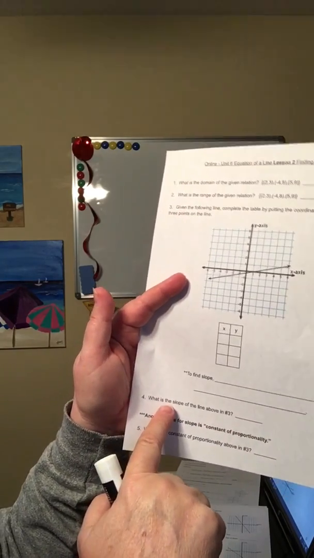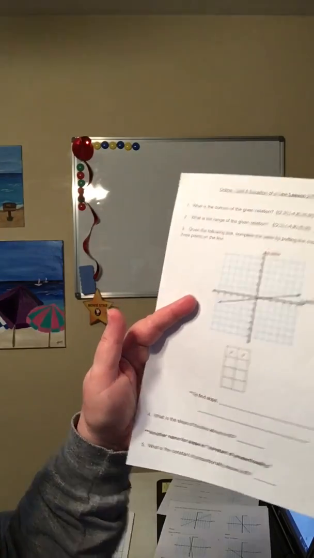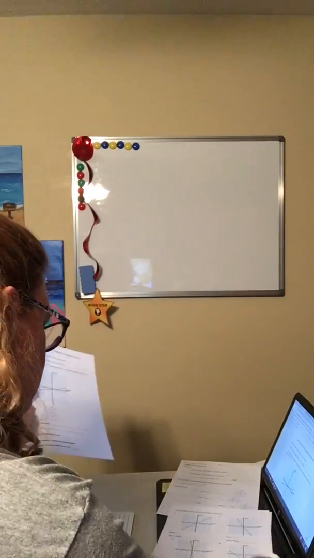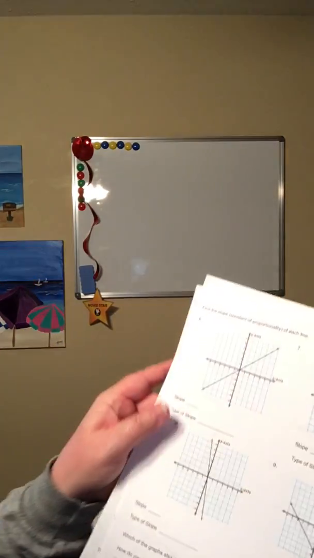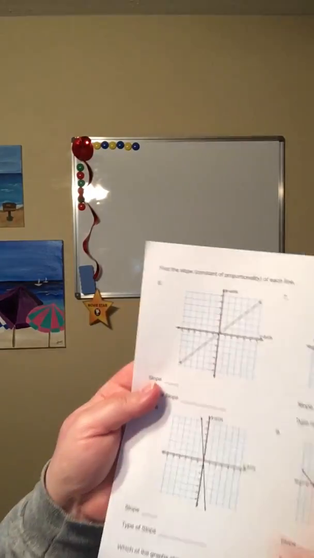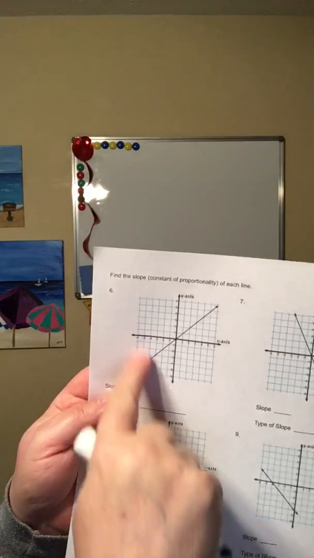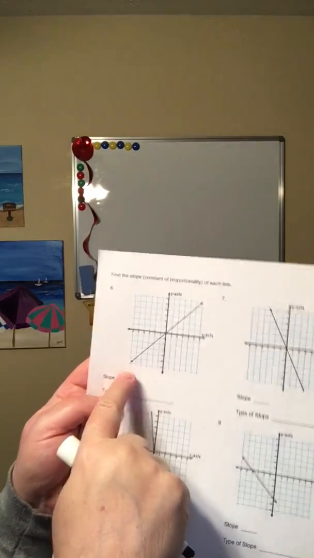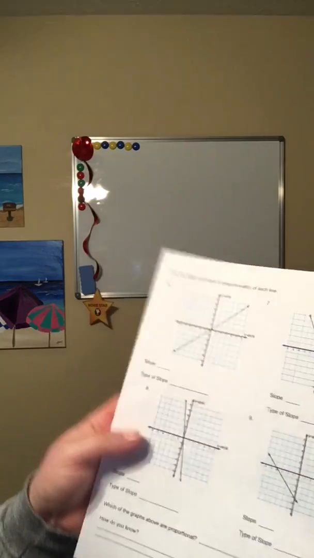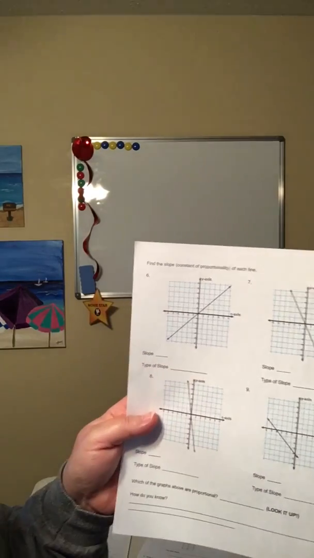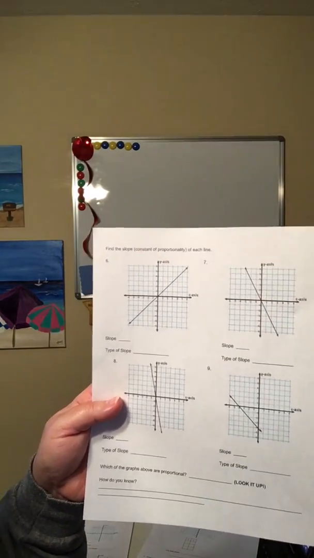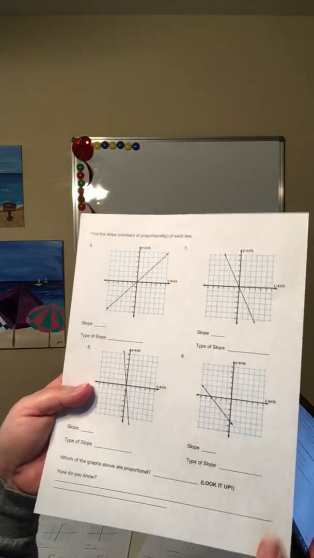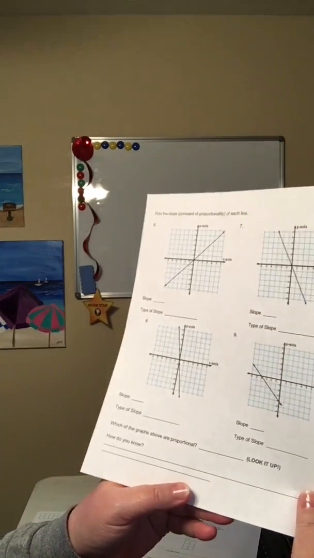Well, if you've done number 4, you better be able to figure out number 5. Okay, 6, 7, 8, and 9. All you're going to do is find 2 points, count the rise, count the run, rise over run, and then simplify it. That's the slope. Then you're going to tell what type of slope it is. Is it positive? Is it negative? Is it 0? Or is it undefined? Okay, those are your choices.